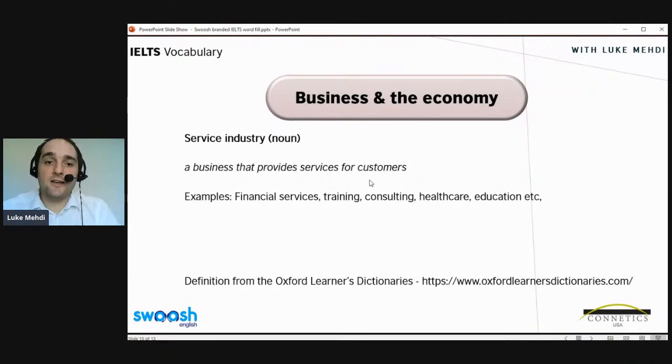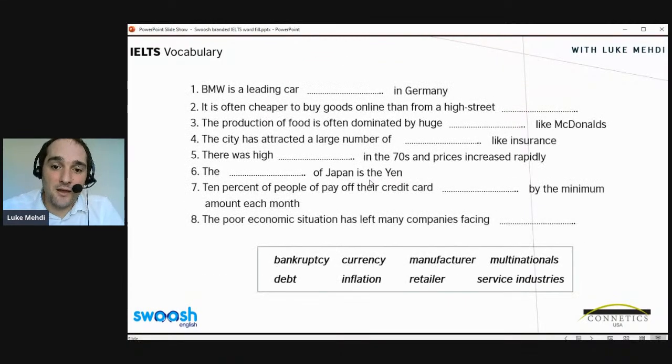Next, we have service industry. This is an industry or a business that provides services for customers. So, for example, financial services, banking, things like that, training, consulting, healthcare. Lots of you guys are nurses, so technically you work in the services sector. Education, that is also a service. So we've gone through some of these words.